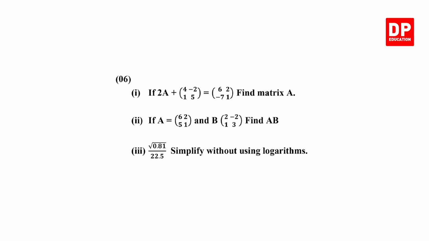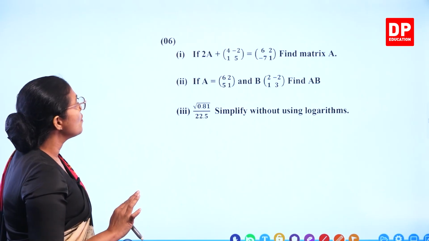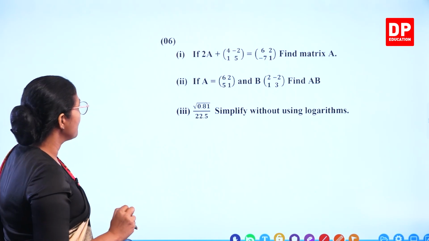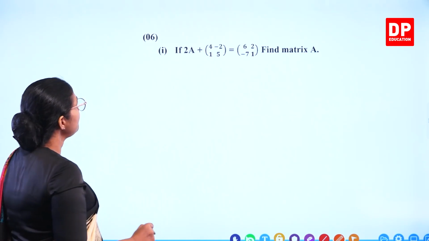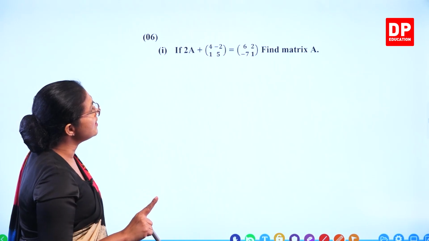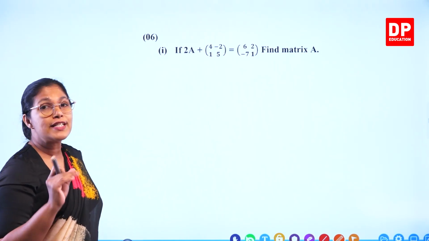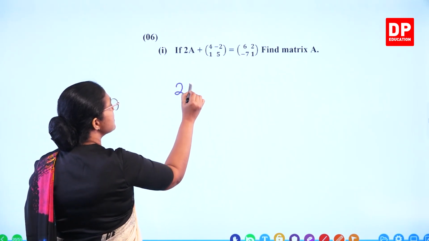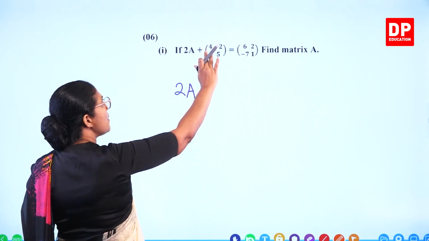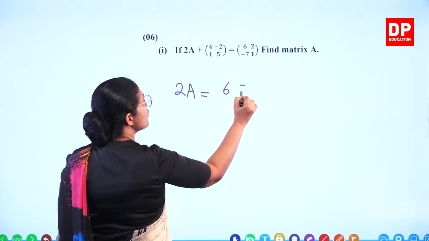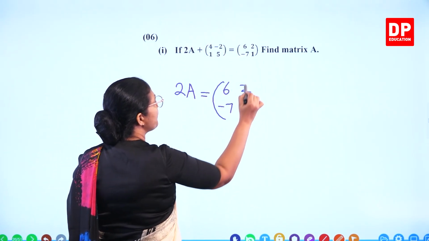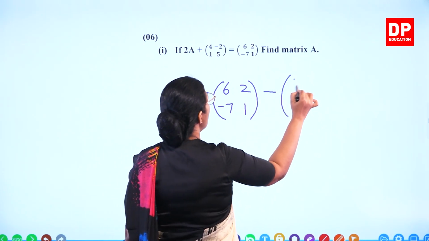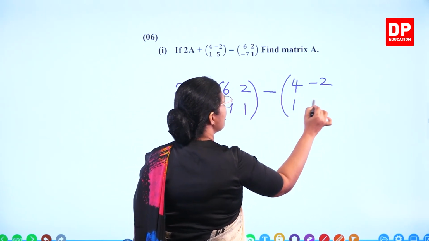Let's take question number 6. You get matrices, and the last part you have, without using logarithms, you have to simplify. So decimal simplification. Let's do this. If 2A plus this one is this, find the matrix A. Addition of matrices. So how do you make 2A the subject? You can take this matrix to the other side. So 6, 2, minus 7, 1, minus 4, minus 2, 1, 5.